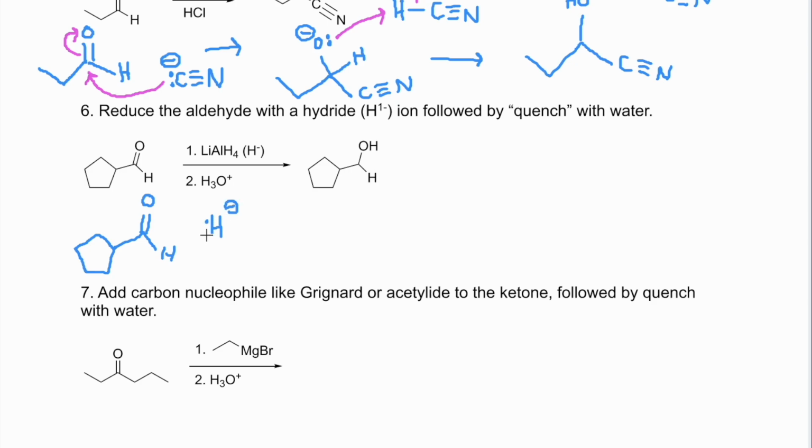But it is okay to just simplify it and show the hydride ion, which is negatively charged hydrogen, has a lone pair of electrons attacking. Remember, you can never show a proton attacking, but you can show hydride attacking because hydride is a nucleophile. So that creates a negative charge on the oxygen, which again is probably complex to aluminum or boron.